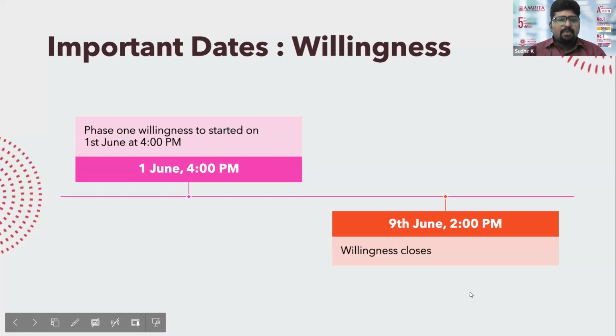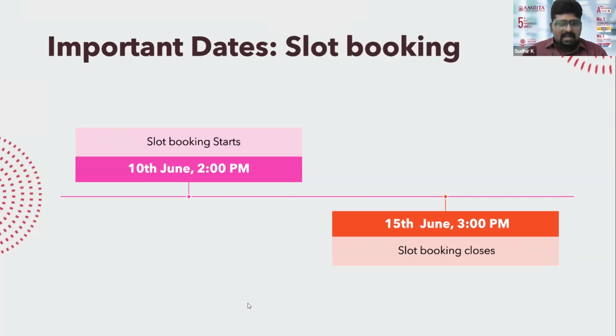Okay. And the main important thing I want to tell you, students, is the important dates. Willingness has already started. We have given you that mail. Submit your willingness, and the willingness will be closed by 9th June 2 p.m. So before that time, you need to submit your willingness, and slot booking will be started only on 10th June 2 p.m. We will be sending you the link by 9th evening or 10th morning. Okay. By 9th evening or 10th morning, you will be receiving the slot booking link. Straight away, you can book the slot.